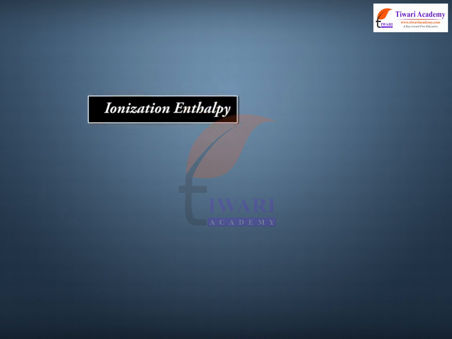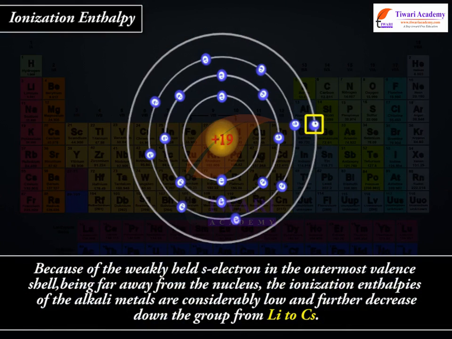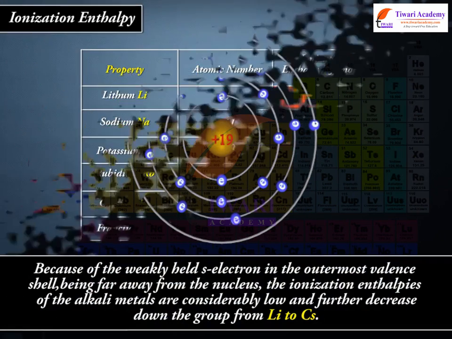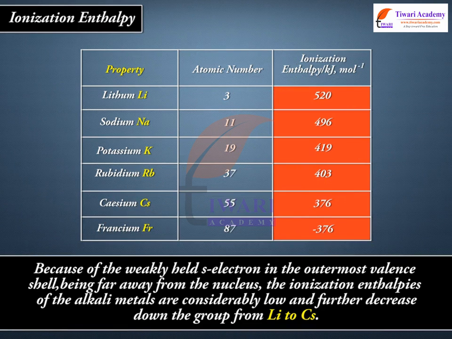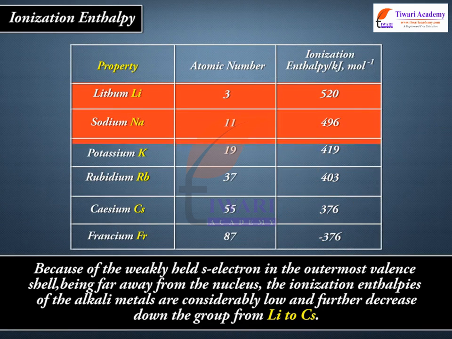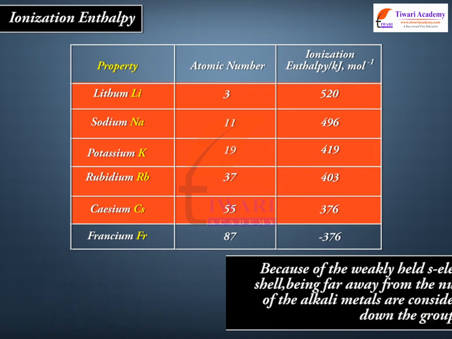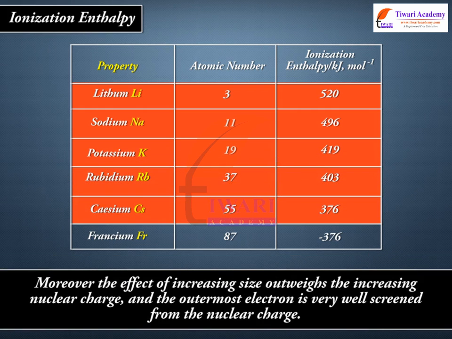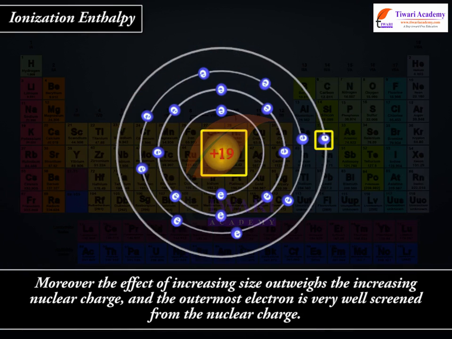Ionization enthalpy. Because of the weakly held s electron in the outermost valence shell being far away from the nucleus, the ionization enthalpies of the alkali metals are considerably low and further decrease down the group from lithium to cesium. Moreover, the effect of increasing size outweighs the increasing nuclear charge, and the outermost electron is very well screened from the nuclear charge.